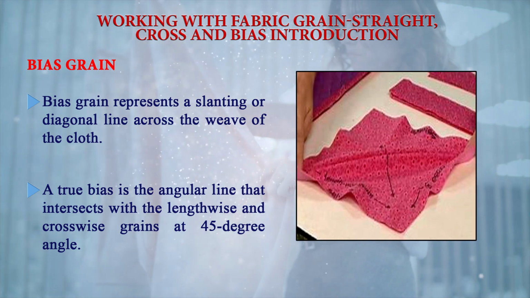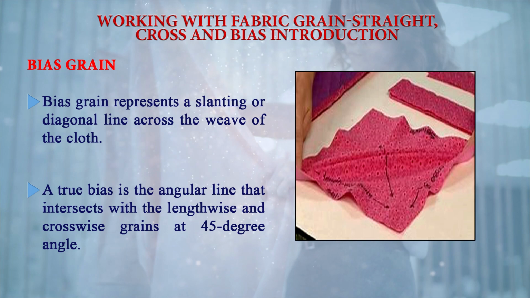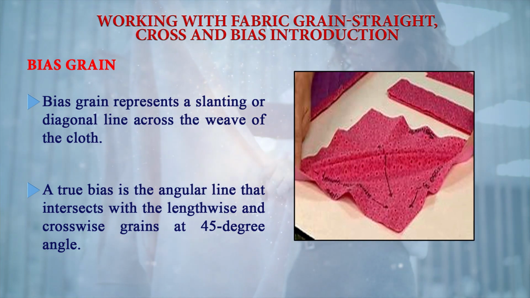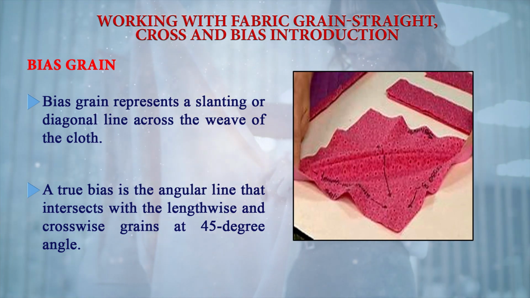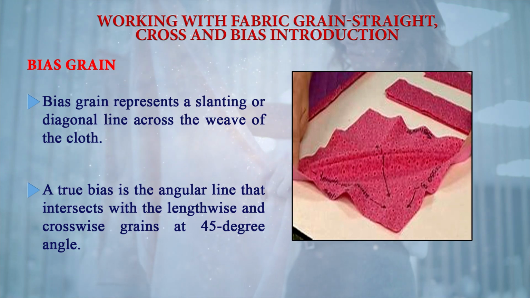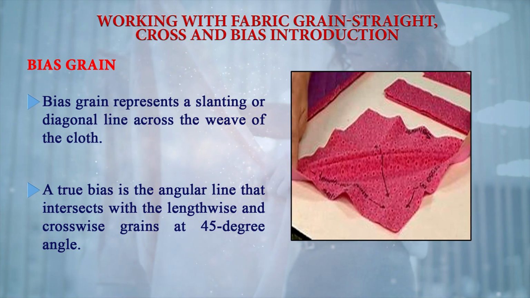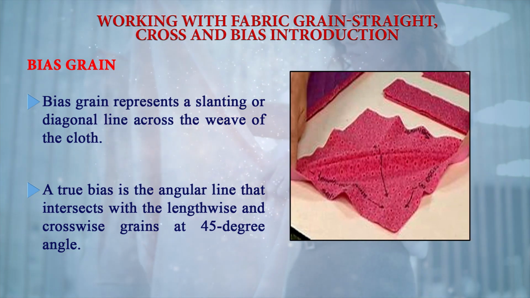So we generally cut the fabric on the true bias grain when we want the fabric to be more stretchable, to have more circumference. We cut the fabric in this direction. This was about the grain line and the types of grain which we find and use while constructing a garment. So this was activity 5.